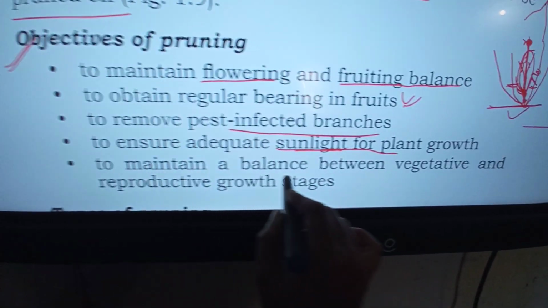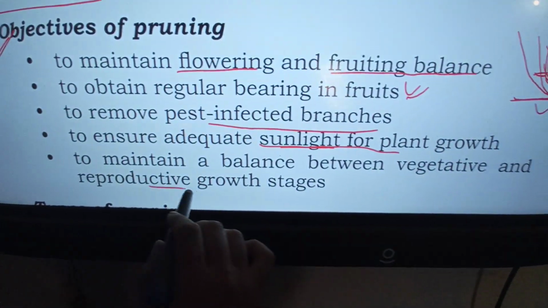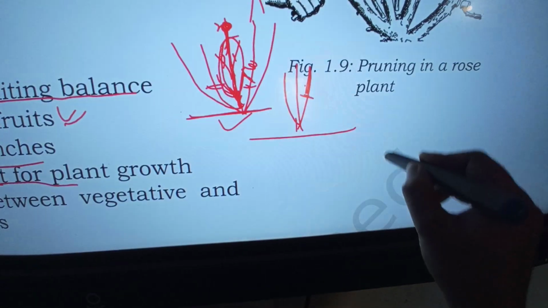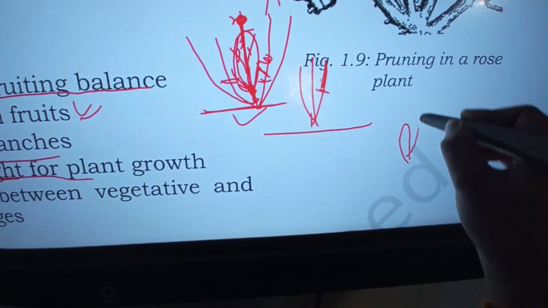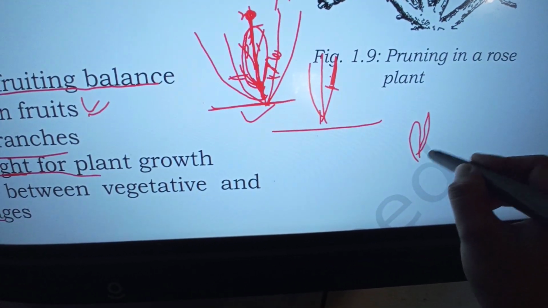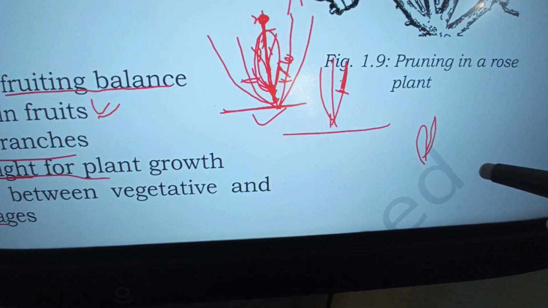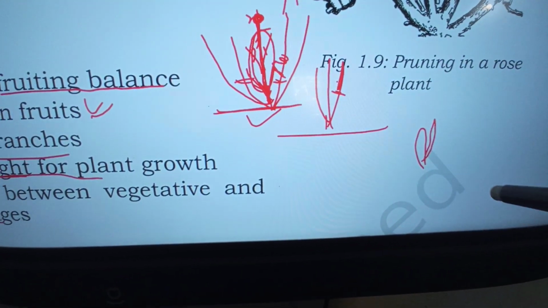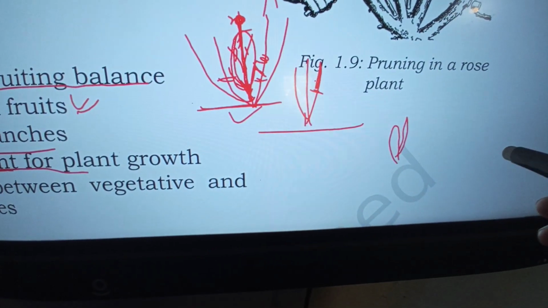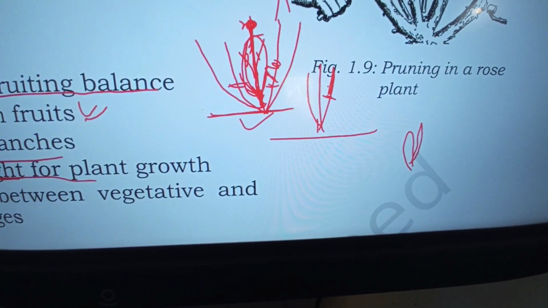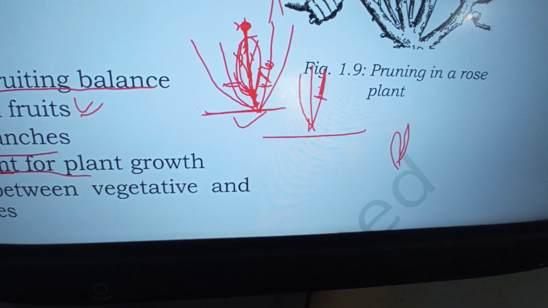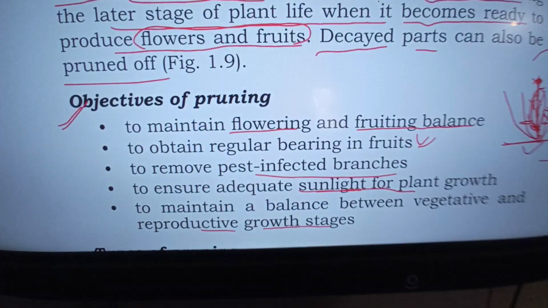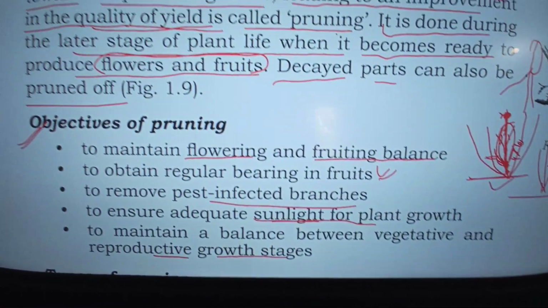Another objective is to maintain the balance between vegetative and reproductive growth stages. Pruning helps to maintain the vegetative part and the reproductive part of a plant, so that it can grow vigorously, and the reproductive part of the plant can also grow well. If the reproduction is good for a plant, it will also help to bear good fruits. So these are the objectives of pruning.